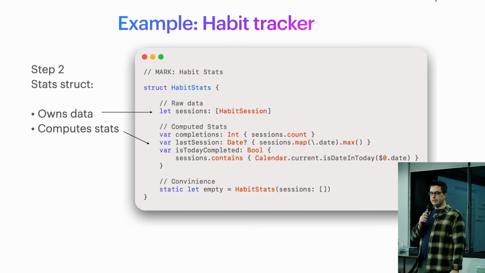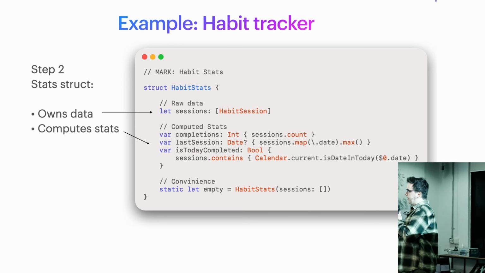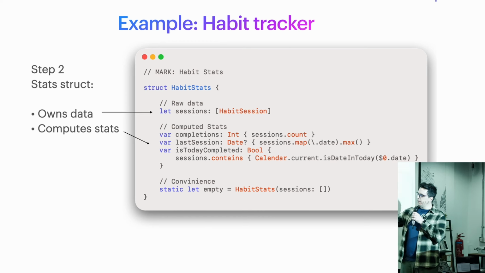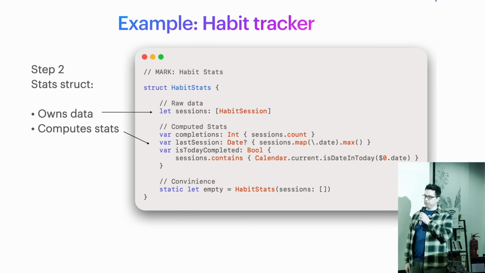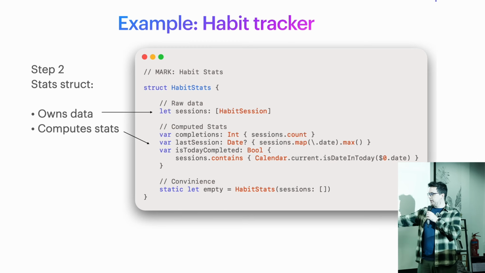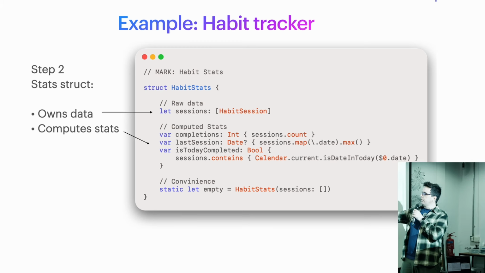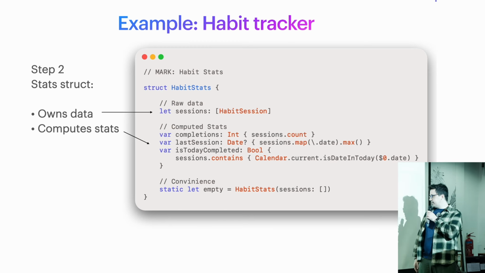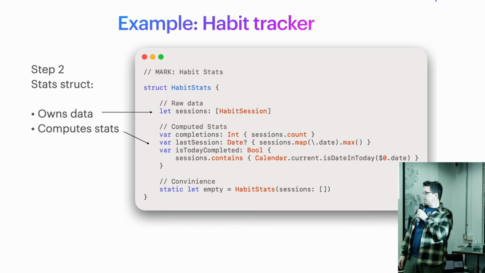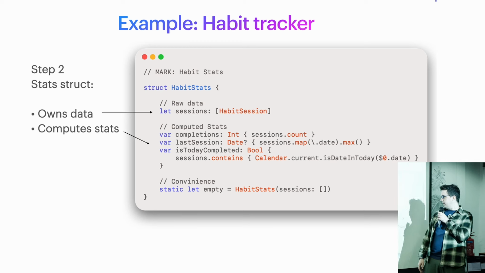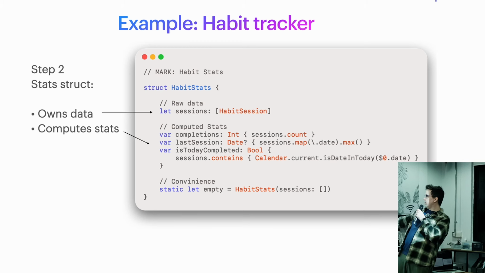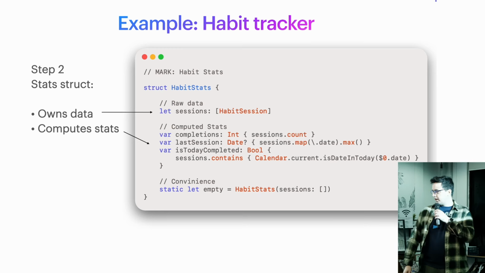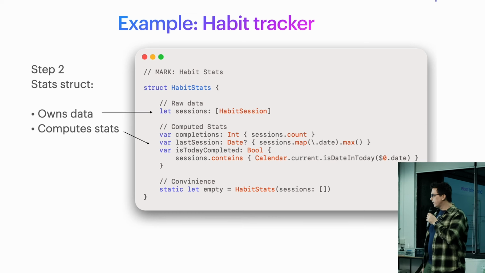Step two, we're going to build our habit stat structure. So this is the most important piece. This holds the data, so it holds the sessions. And the interesting thing is that it also computes the statistics you need. For example, the completions here use the raw data, the sessions, and count them to return the number of completions. We have the last session as a date that takes the maximum date through the sessions, and isTodayCompleted, a boolean that checks whether or not one of your sessions contains today. And here I have a small convenience initializer to make an empty habit stat.